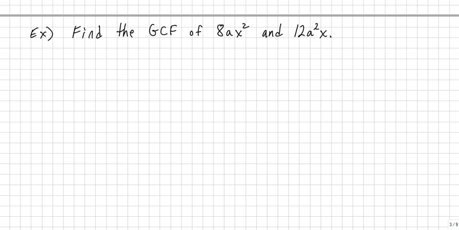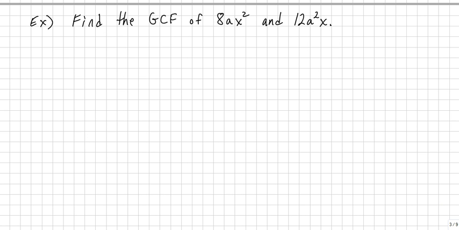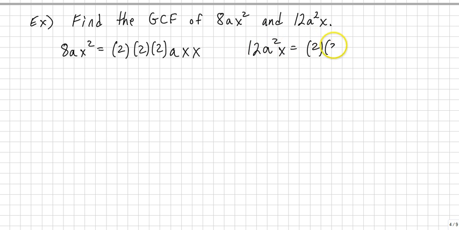So let's try that one more time. So let's do the greatest common factor of 8ax squared, 12a squared x. So let's do 8ax squared first. So 8 would be 2 times 2 times 2, and then an a and 2 x's. And then 12a squared x would be 2 times 2 times 3 to get 12. There's 2 a's and 1 x.